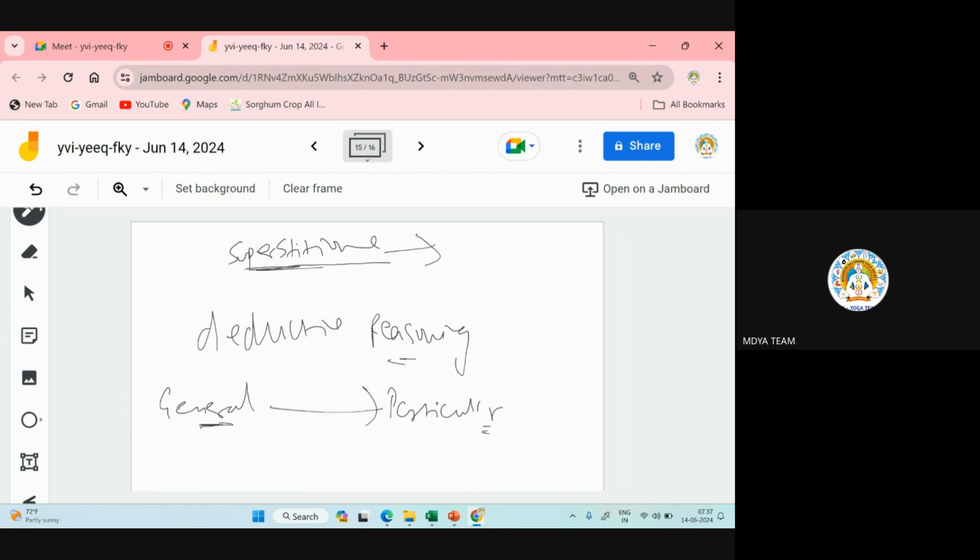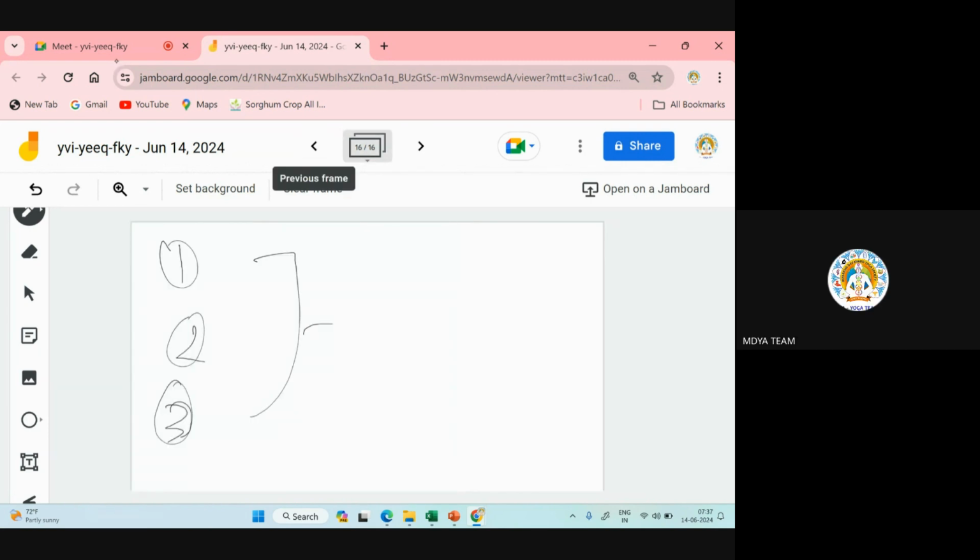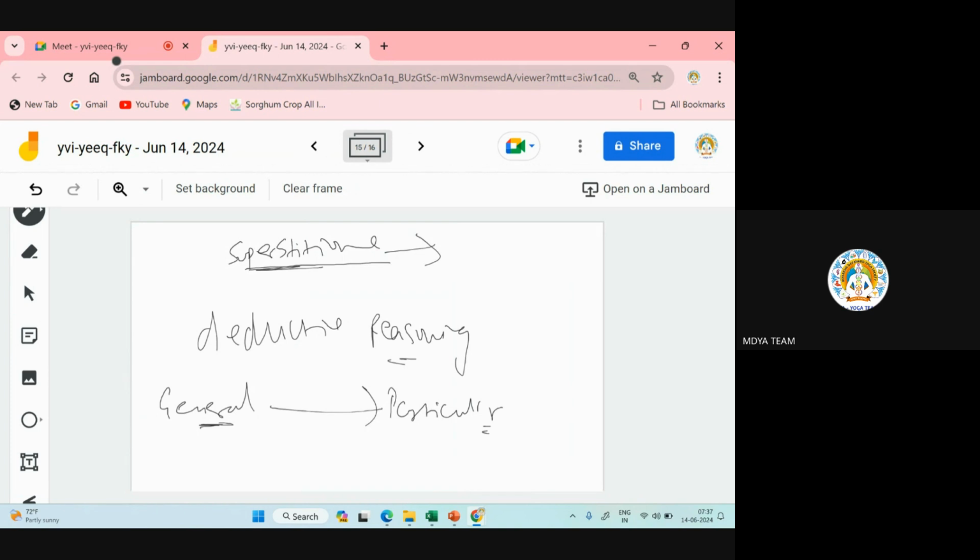Sir, can you repeat that again? Yeah. The superstition we are using nowadays: if you see a cat crossing a road, you should stop there. So it's already a general statement, and we are using this statement in our day-to-day life in every particular situation if we believe in this. So this is a deductive argument, this is deductive reasoning.